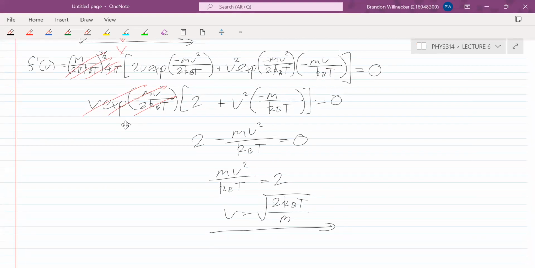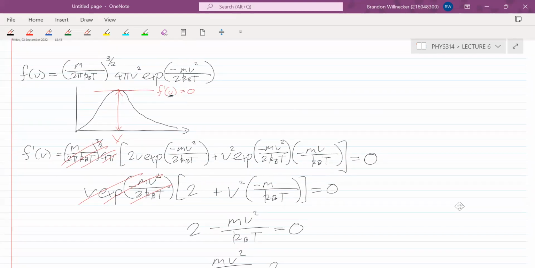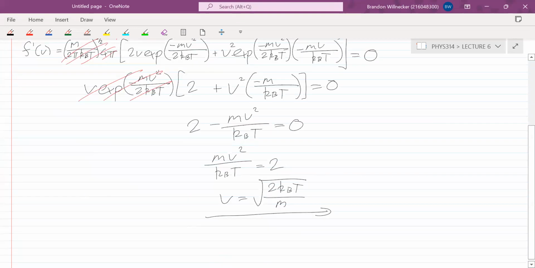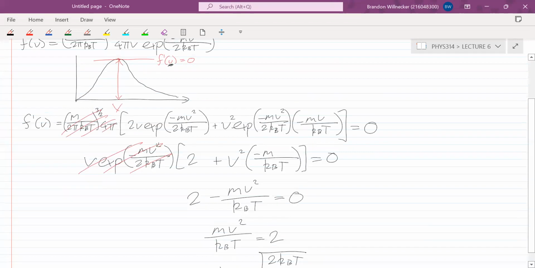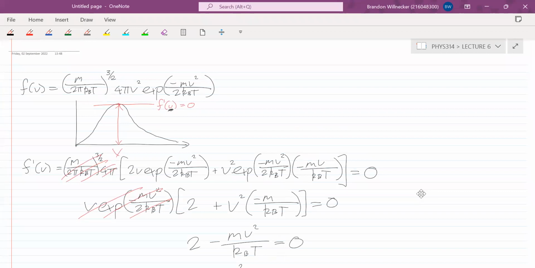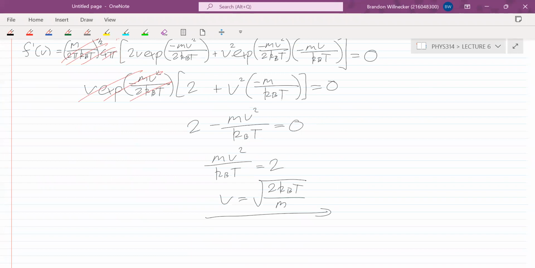So if you've got yourself a box of non-interacting ideal gas particles and they're moving around at some temperature T with mass m, then this is the most probable velocity that you're going to find. Of course, you're going to find all the velocities in the distribution with the respective probabilities, but this one has the highest probability. Okay, any questions on this one?